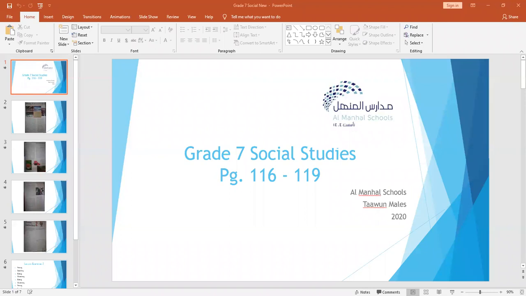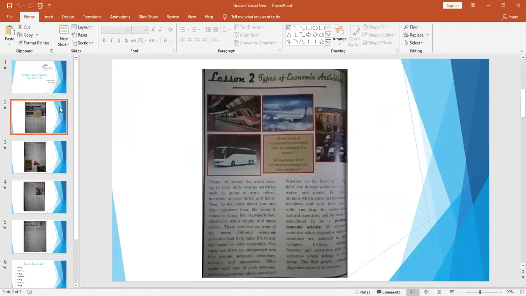Good day, grade sevens. Today we will be looking at the types of economic activities. And I'd like you to please take out your social studies textbooks and turn to page 116. Previously, in our previous lessons, we discussed the different types of economic systems. But today we will be looking at the types of economic activities.